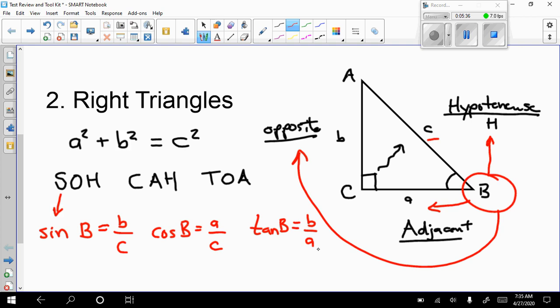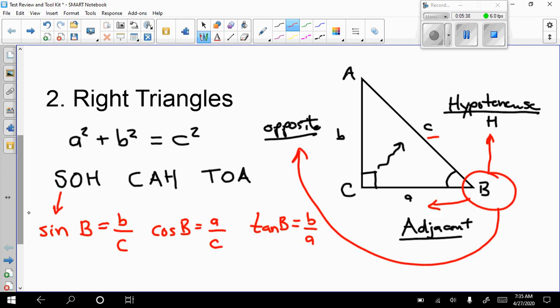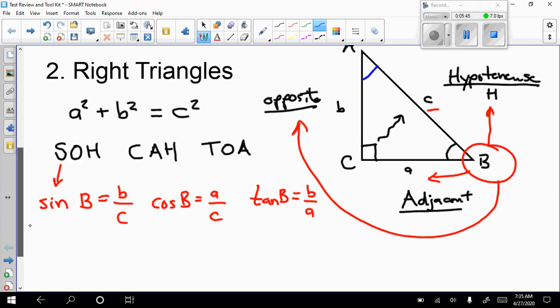Just remember, though, that this changes if we were to look at angle A in this case. So I'm going to pick a different color here. And so let's say we were going to focus in on angle A now. We'd have to change it a little bit. So watch this.